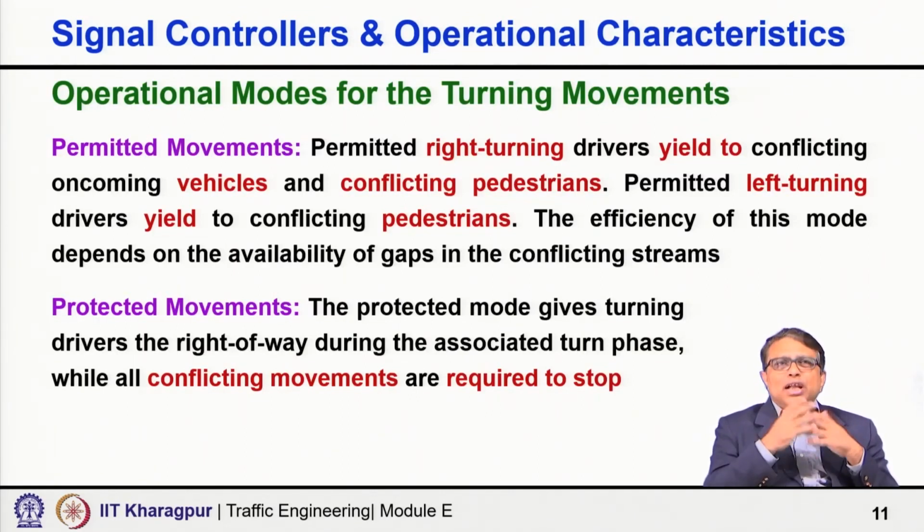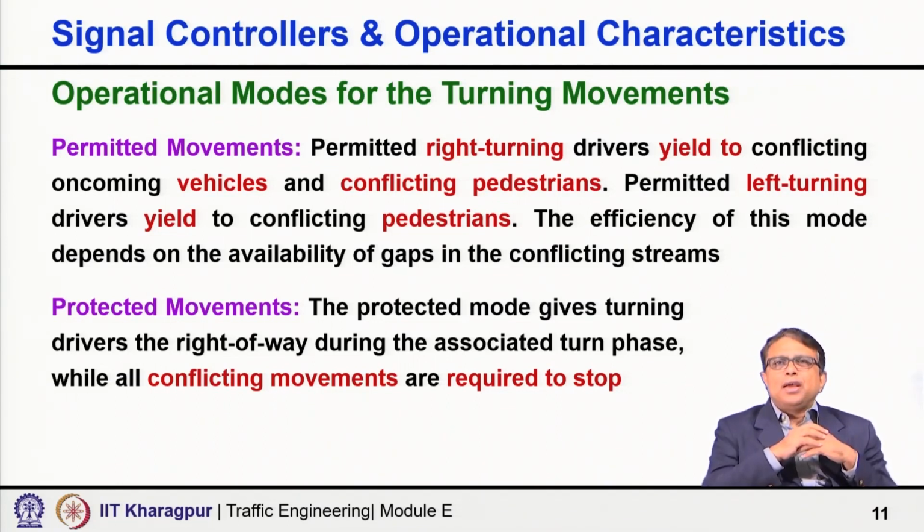Now, let us go to the operational modes of turning movements. There are two types of turning movements: permitted movements and protected movements. In permitted right turns, drivers yield to conflicting oncoming vehicles and conflicting pedestrians. Permitted left turning drivers yield to conflicting pedestrians. The efficiency of this type depends on the availability of gaps in the conflicting streams.